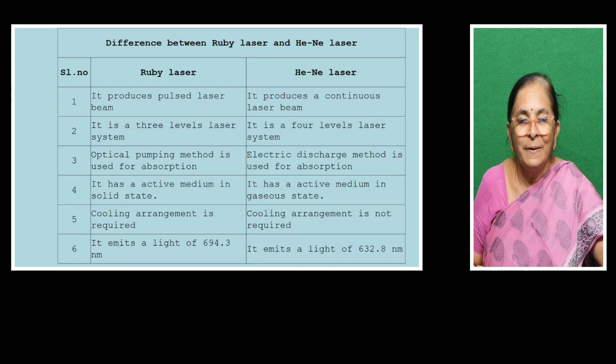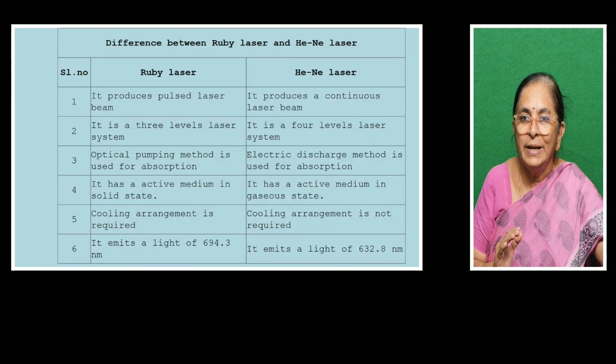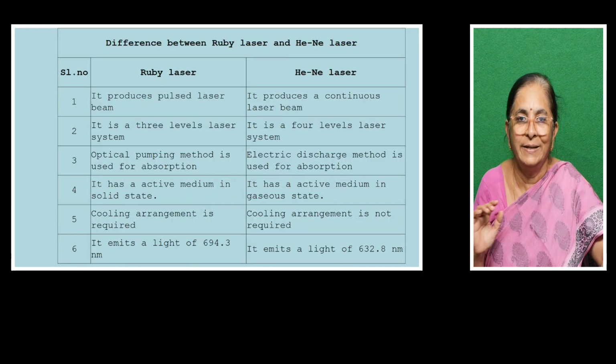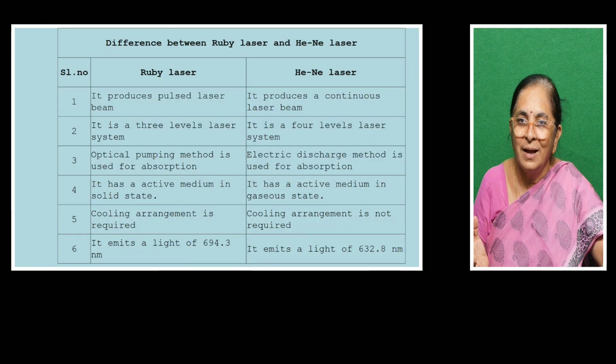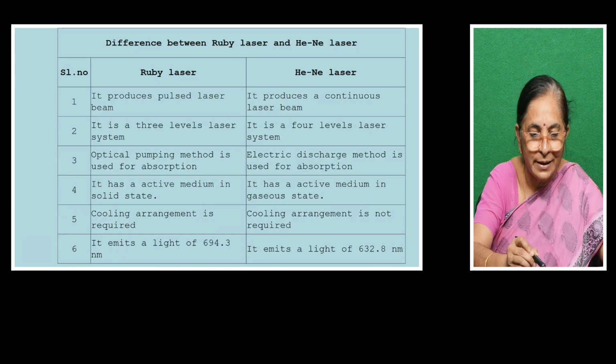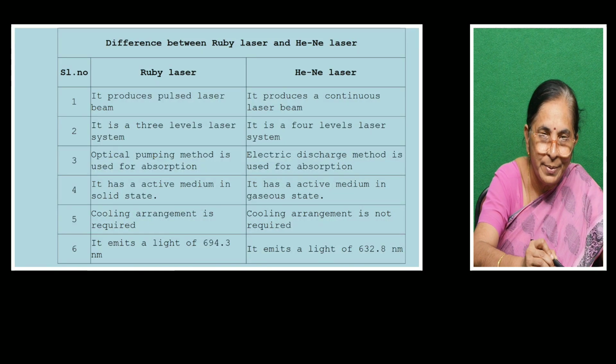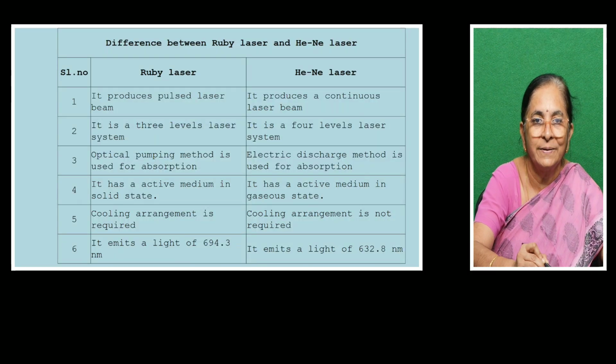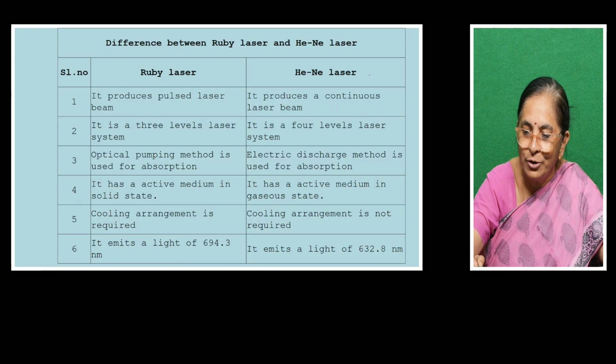many fields. So with this, we will make a little comparison between the ruby laser and the helium neon laser. What is the difference? And when we study the difference, we will come to know which is better, right? So the ruby laser, if we take, it produces a pulsed laser beam, the output will be only in pulses. And the helium neon laser produces a continuous laser beam.